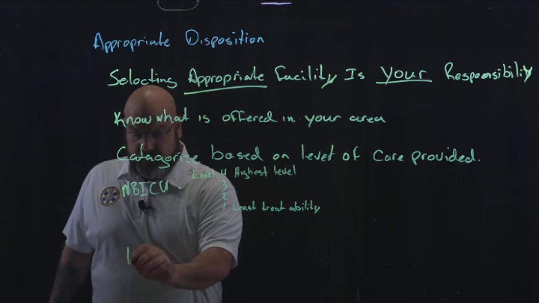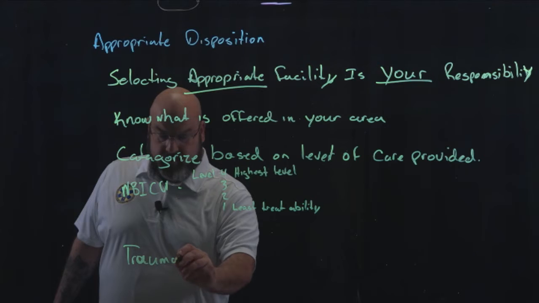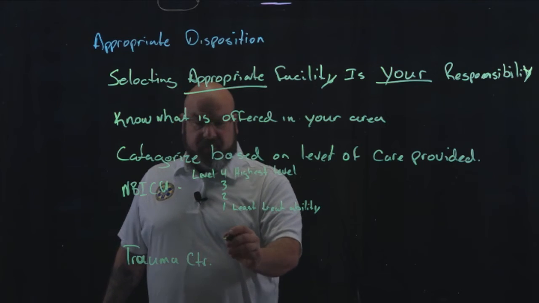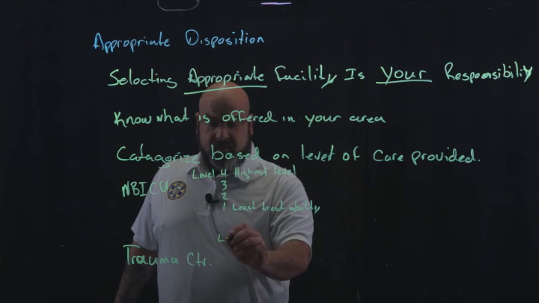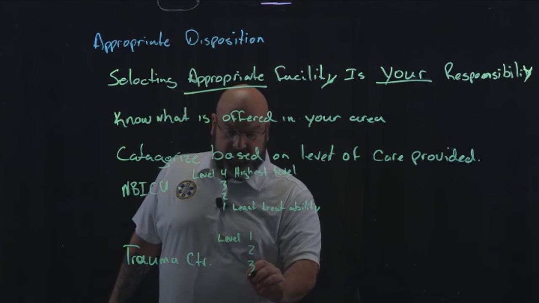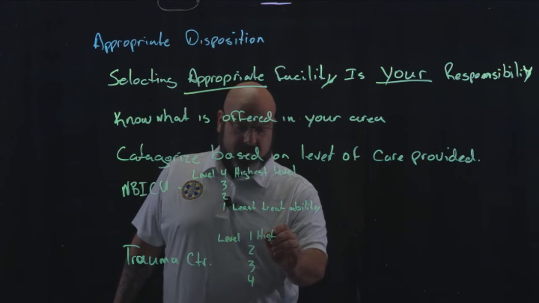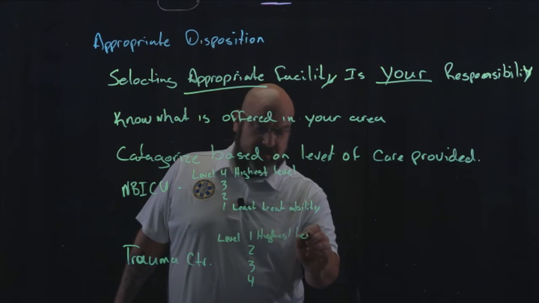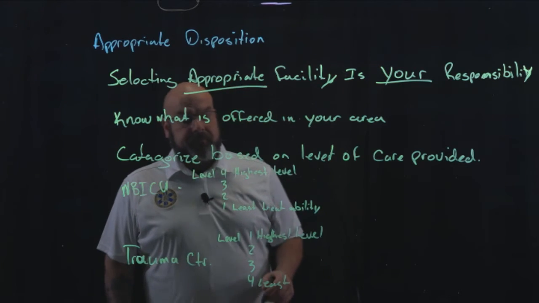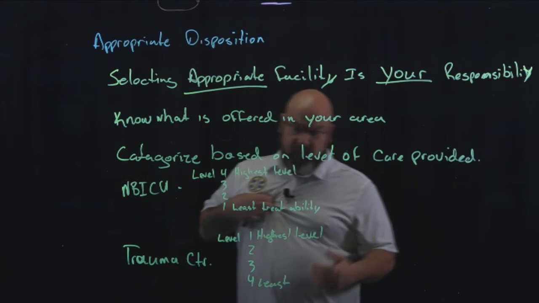Trauma centers, which is what we'll have most interaction with, is the exact opposite. Level 1, 2, 3, 4. Highest level of abilities to the least. Level 1 is the highest, level 2 is the next, level 3 is below that, and 4 is the least.